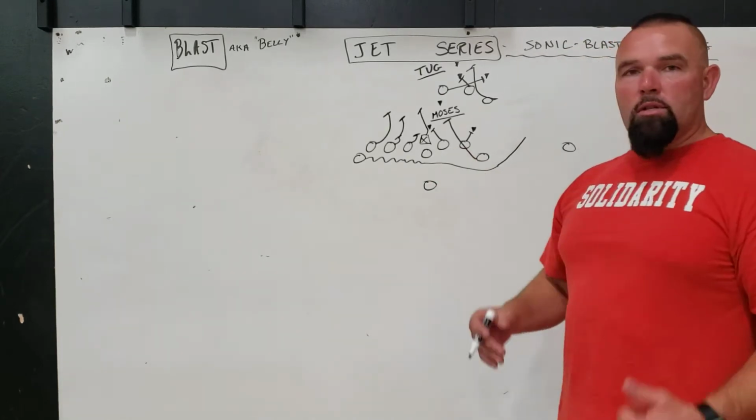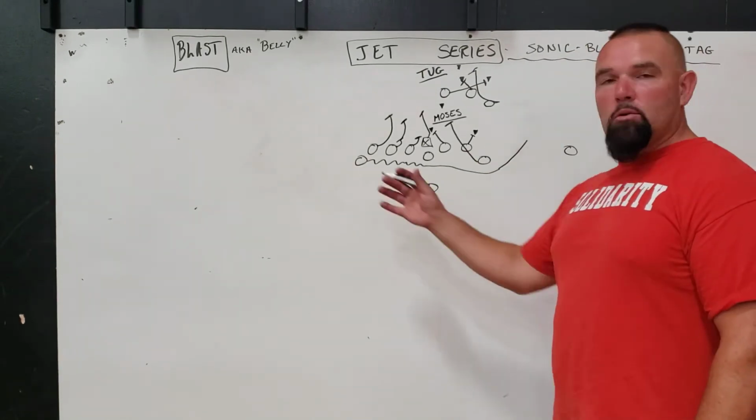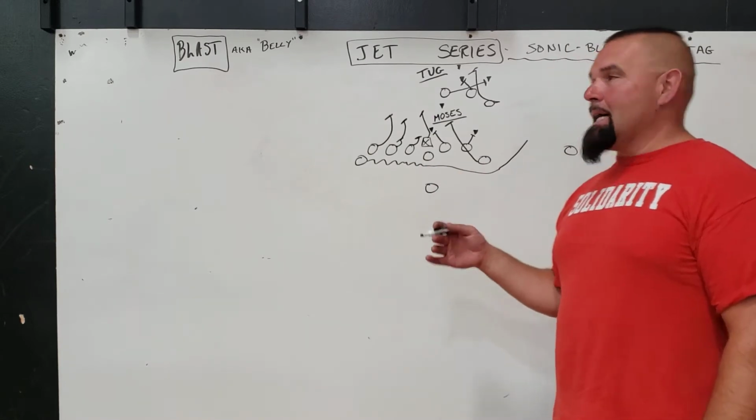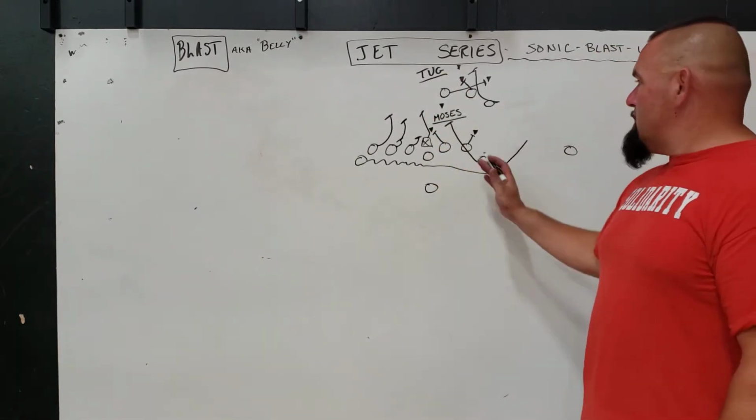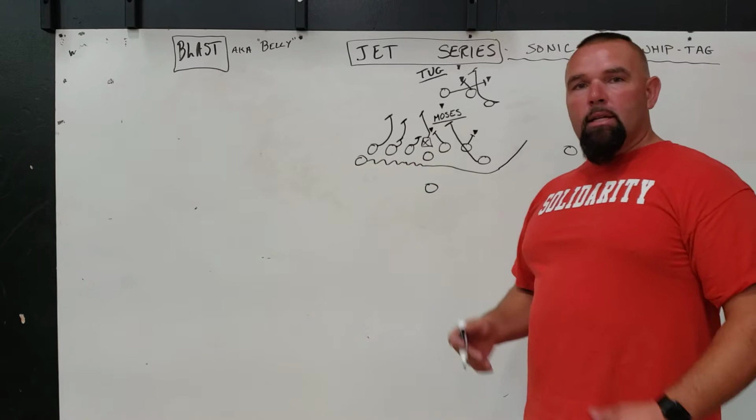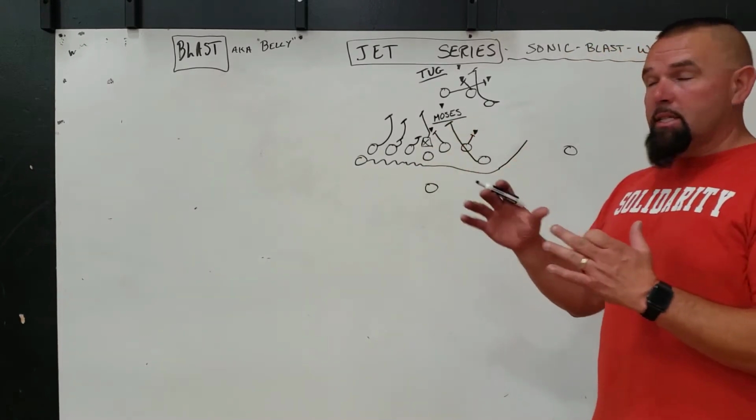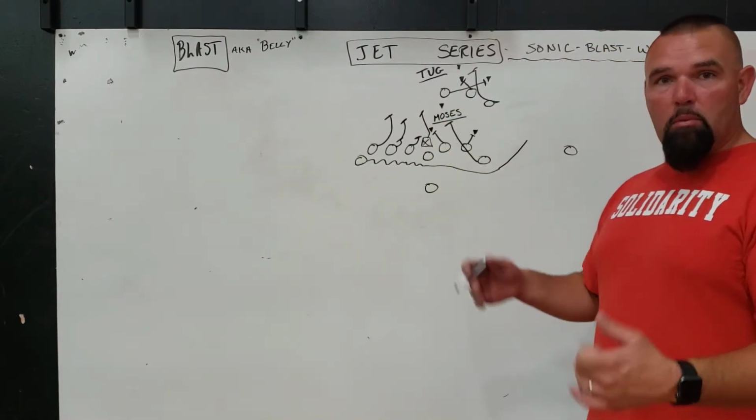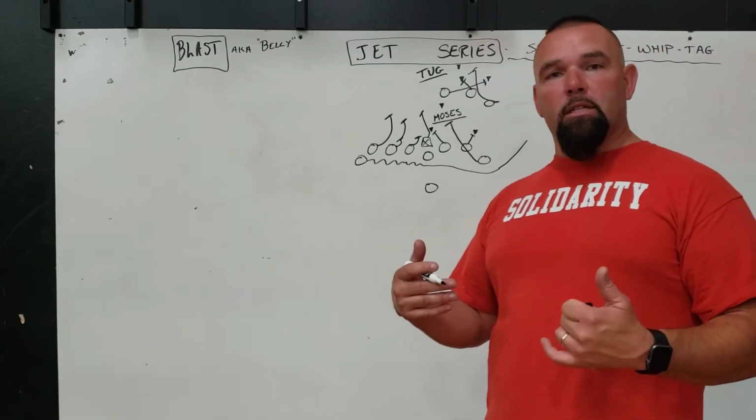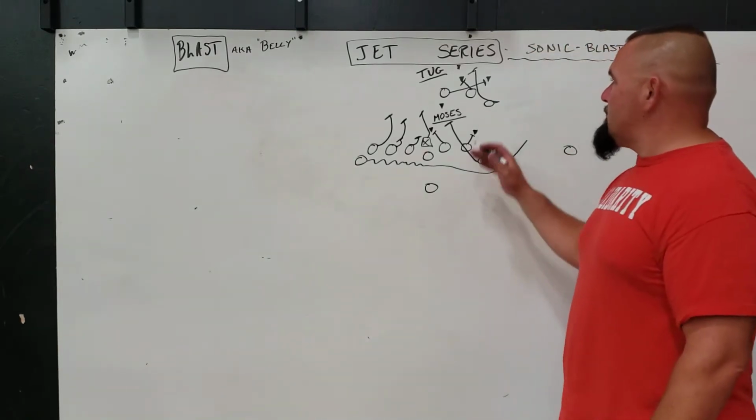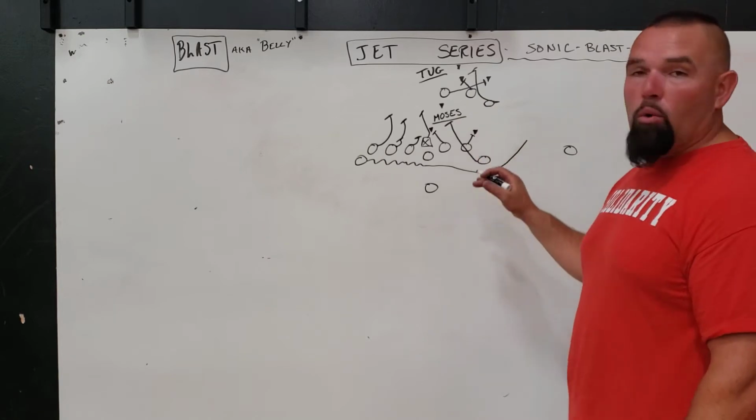Now we're going to talk about the second play. First when we talked about Sonic, which was our jet sweep, now we're going to talk about Blast, also known as Belly. It's going to be our weak side fullback play that again goes within the series. The series is going to look the same to the defense, just different people getting the ball and hitting the defense in different areas. So in this situation, I've got two different scenarios drawn up of how we'll block it.